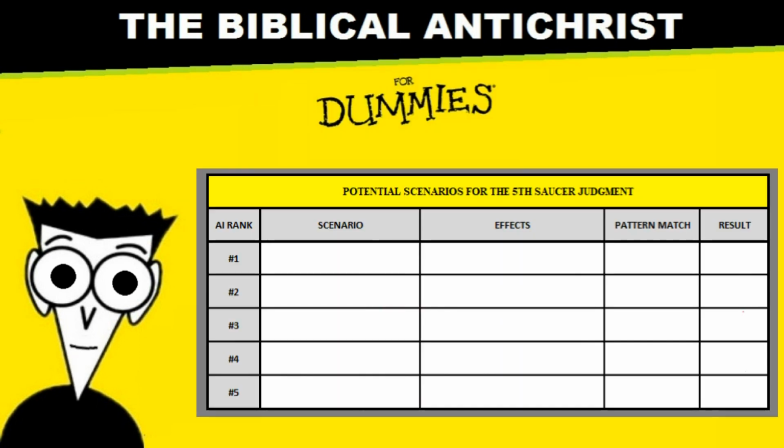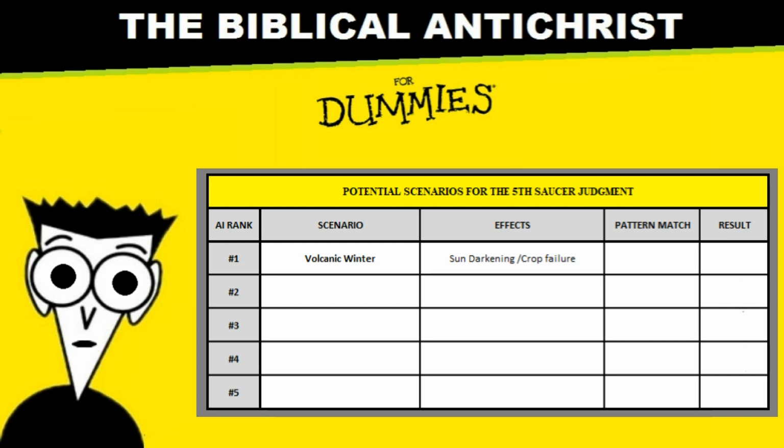When we query events that could lead to large regional or international darkness, these are the candidate events that are realistic potentials for the fifth saucer judgment, which is the plague of darkness. These scenarios are prioritized by the artificial intelligence program GPT-Chat 3.5, from the most likely scenario to the least likely, in order. The most likely cause to create darkness, ranked at number 1, is extreme volcanic activity.